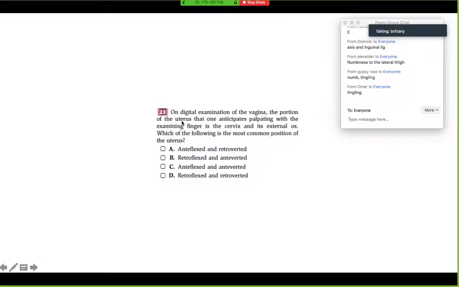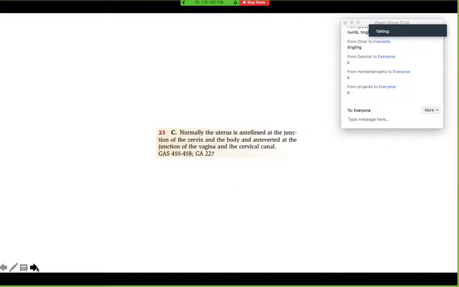Okay. On digital exam of the vagina, the portion of the uterus that one anticipates palpating with the examining finger is the cervix and its external os. Which of the following is the most common position of the uterus? Yes, awesome. You guys got it. So anteverted and anteflexed.